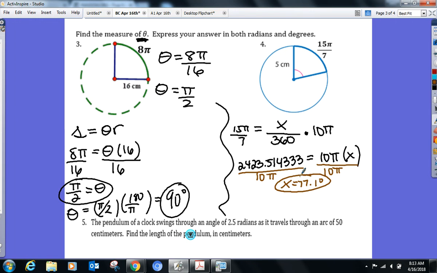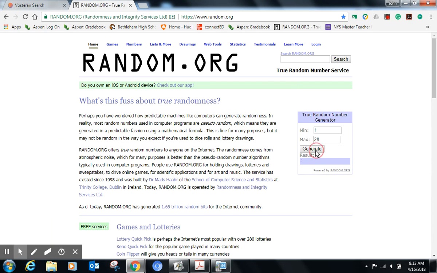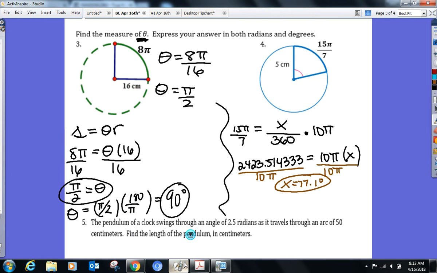I could take 77.142, whatever decimals on my calculator, and convert that to radians. Or I could use what formula? If I wanted to get the radians, what formula could I use? I could convert what's on my calculator right now to radians, or use what formula? Okay, S equals theta R. Either one because they're the same, right?